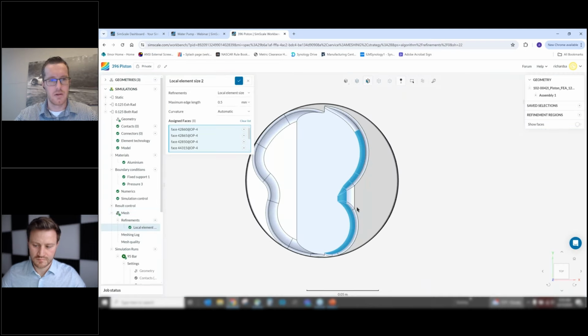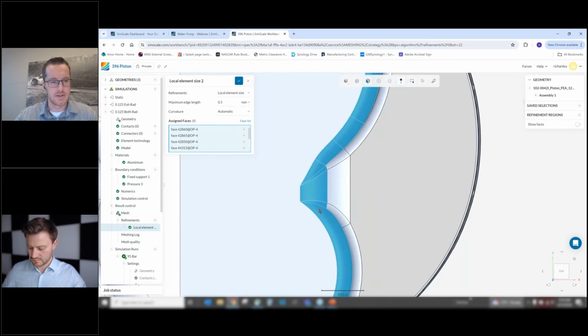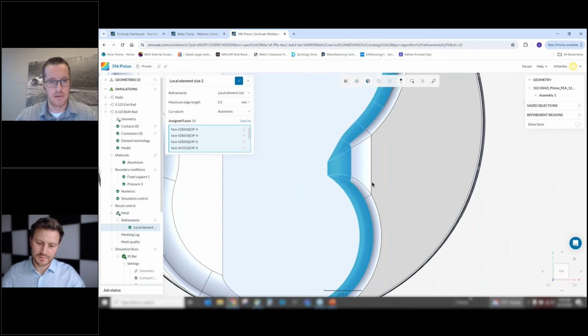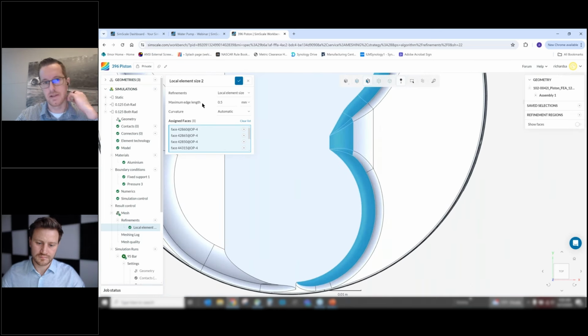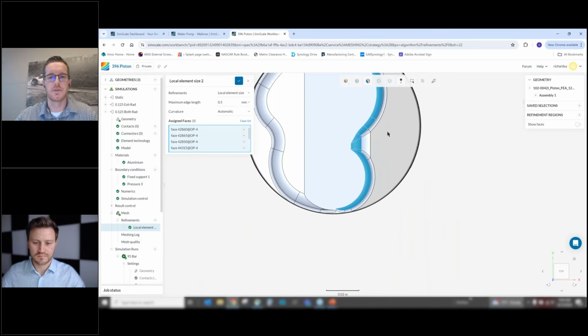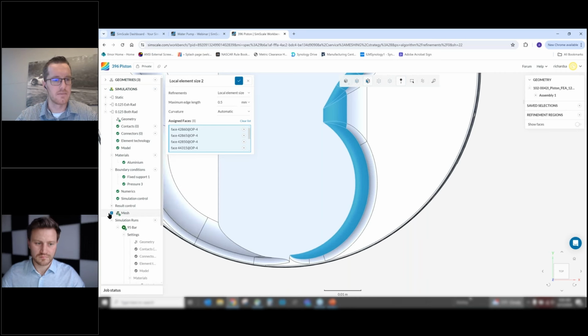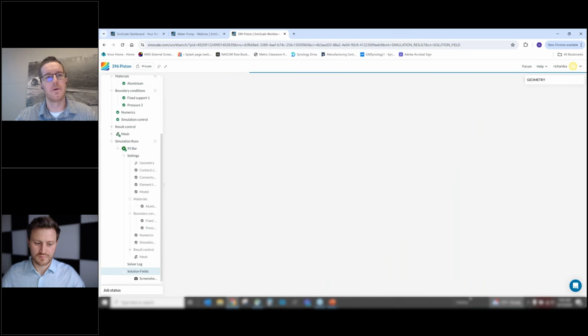We did do a quick refinement here. Sorry, I just mentioned that we did do a local element refinement, just this one little area, setting the edge length to 0.5 millimeter through here, as opposed to using just the automatic, just to make sure that we had everything captured, maybe more than adequate resolution through these areas. So we'll open it up and post-process the results.